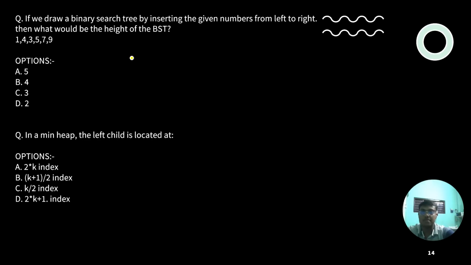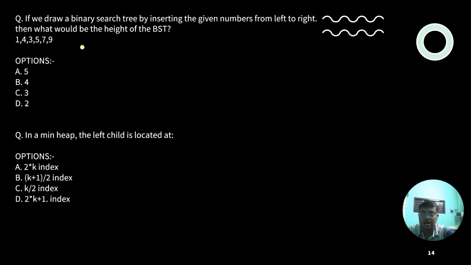Okay, if we draw a binary search tree by inserting the given numbers from left to right, then what would be the height of the binary tree, BST? Okay, so as you know, binary tree is a tree where the left of every node is smaller than that particular node, and any node present on its right hand side is larger than that particular node.